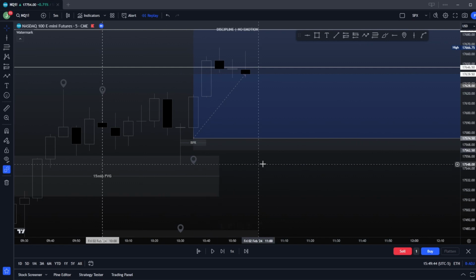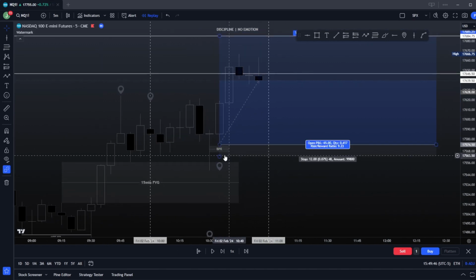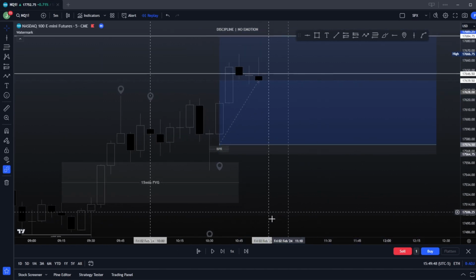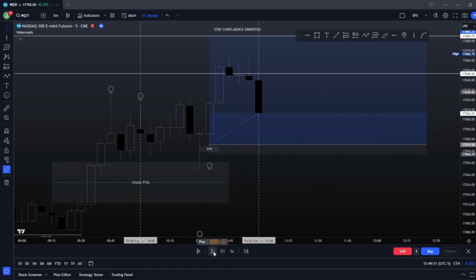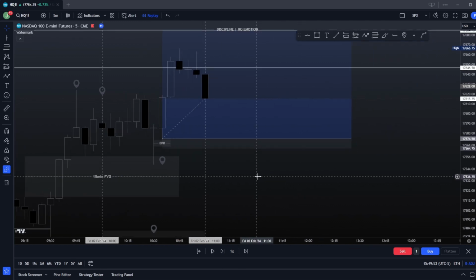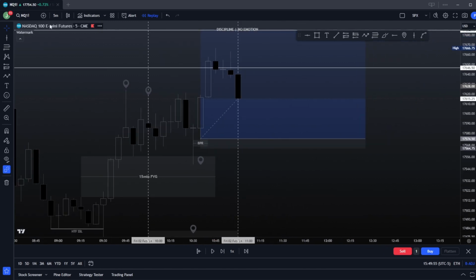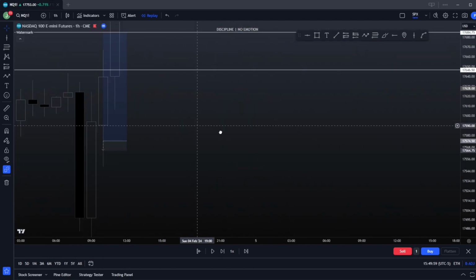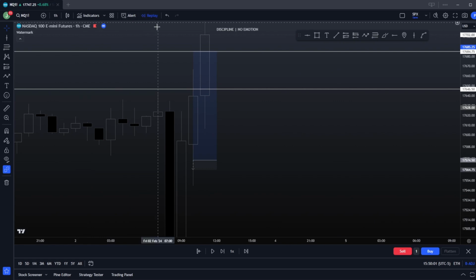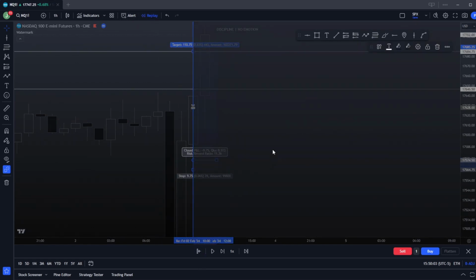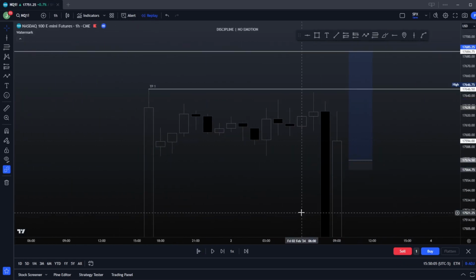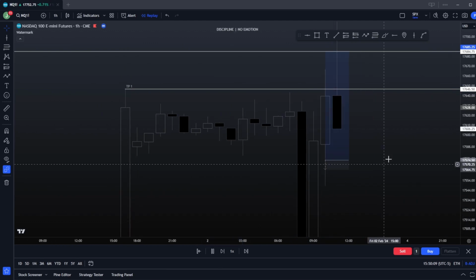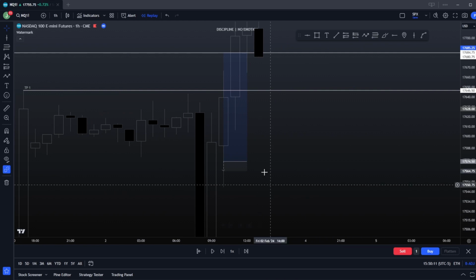But we look bullish on the 1 hour time frame. So, dang it, spoilers, bro, spoilers. We look bullish. Okay, excuse me. Pause. Rewind.